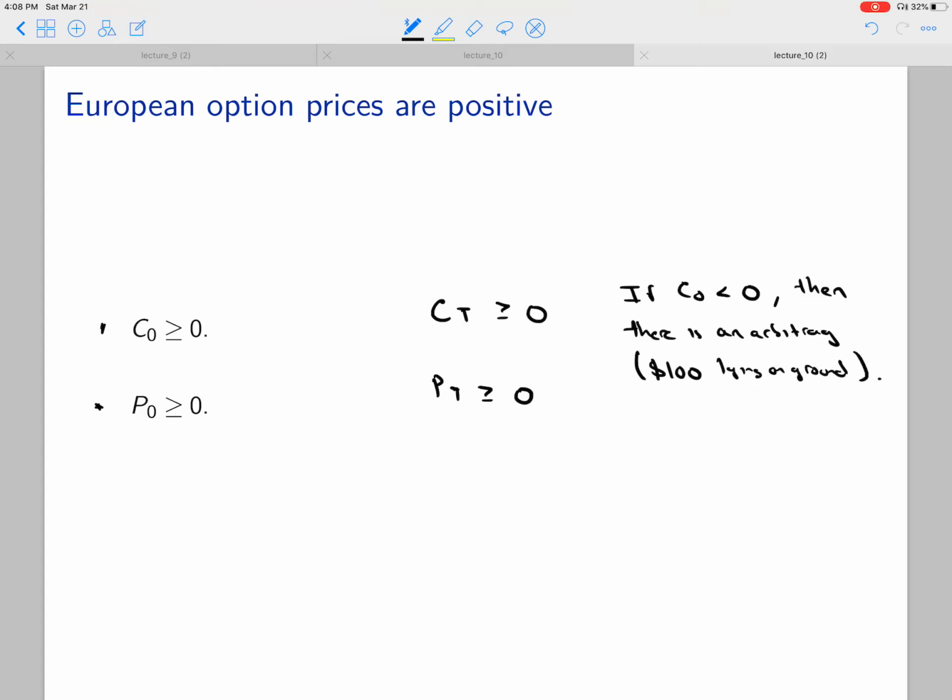Okay, if the call price is less than zero, you receive money to take the portfolio. And if you take this portfolio, you never pay anything out. So it's by definition an arbitrage. The same holds for a put.